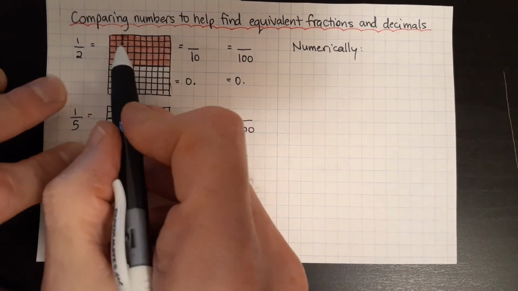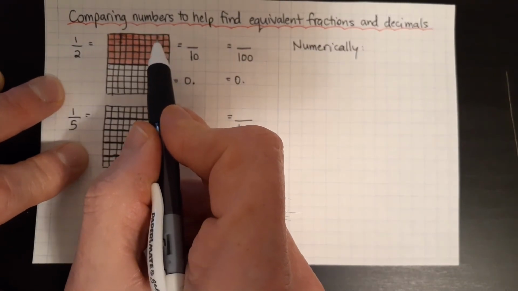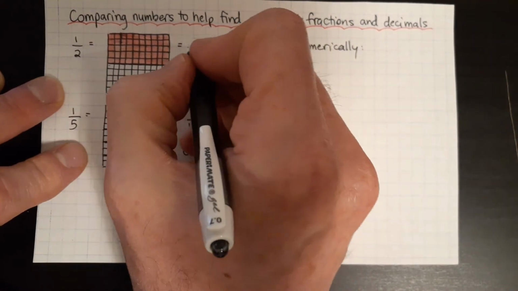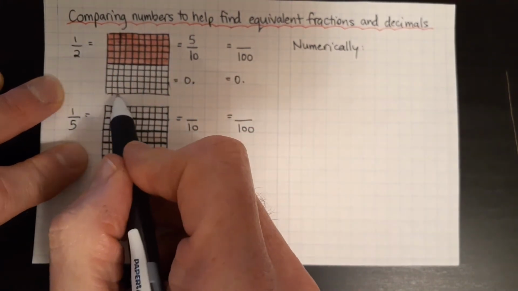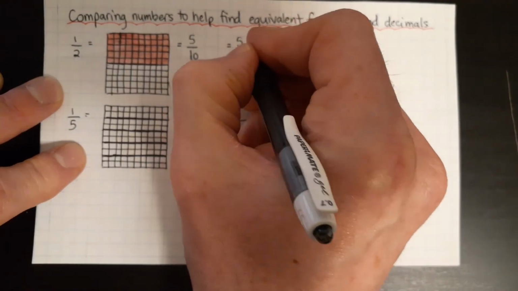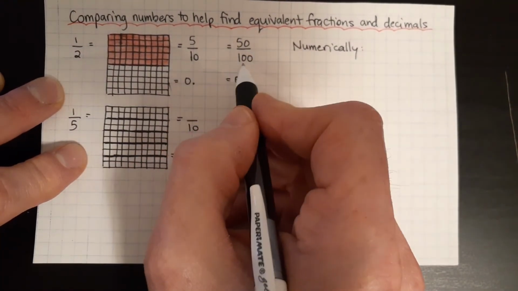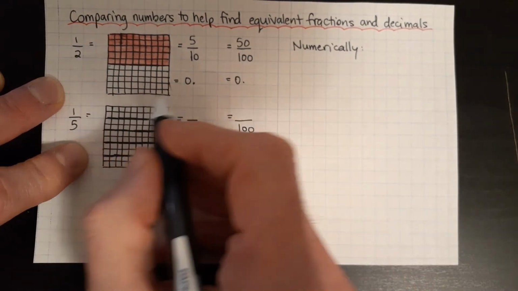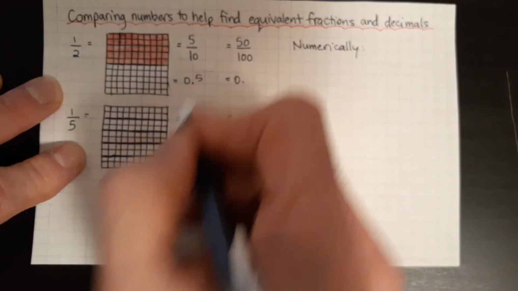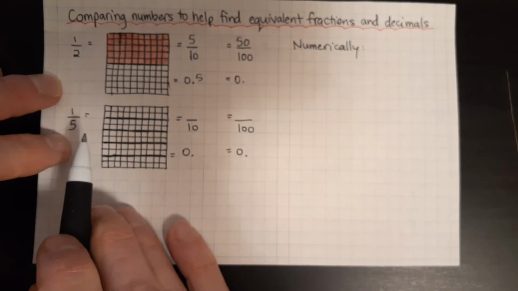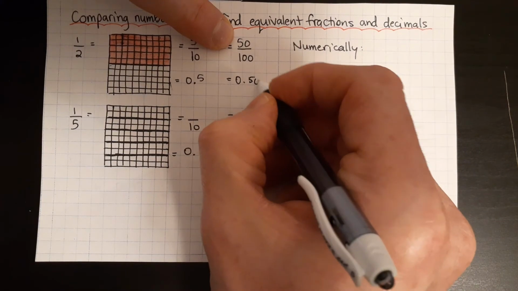Now, if I know from previous videos that one of these whole rows colored in represents 1/10, and I have 5 of these whole rows colored in, then I know that can represent 5/10. I also know that because I have 100 squares drawn out here, I have 50 of them colored in. And so 1/2 is equal to 5/10, which is also equivalent to 50/100. Now to convert from 5/10 to a decimal, this is 5/10, so this is 0.5. This is 50/100, which ends up being 0.50.